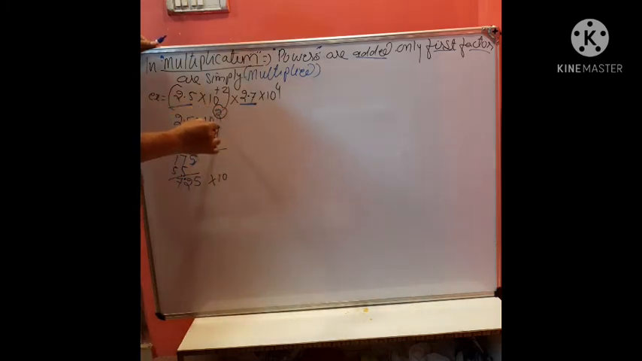These powers are simply added. So 2 plus 4 is equal to 6. This is the solution.